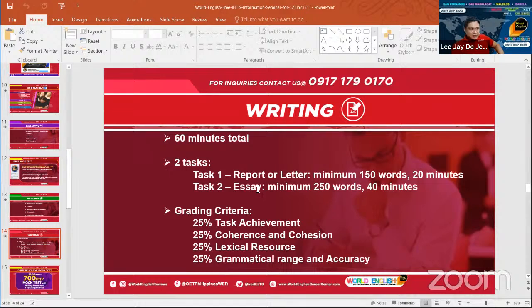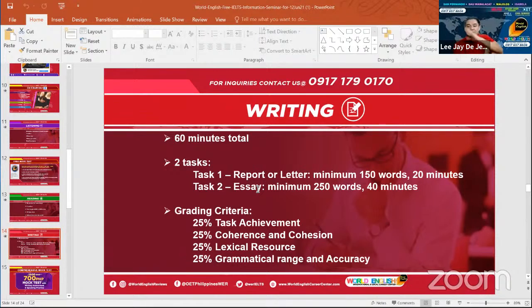Okay, the good news is, they don't have the same weight. It's not 50-50. Task 1 only contributes 33% to your score, but task 2 is 67%. So it's double, no? 33 times 2, 66 plus 1. So it's 67. So good news. If your target is band 7 in writing, you don't actually need band 7 in task 1. You can just get 6.5. No? As long as you get 7 in task 2, then okay na yun. 6.5 task 1, 7 in task 2, that will give you a band 7.